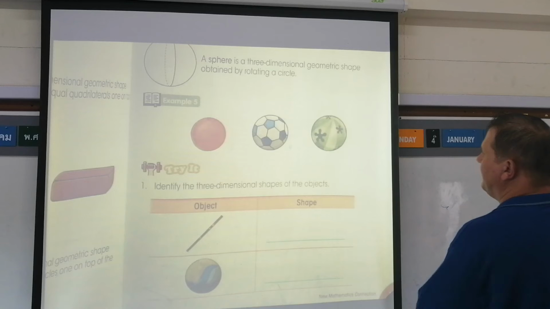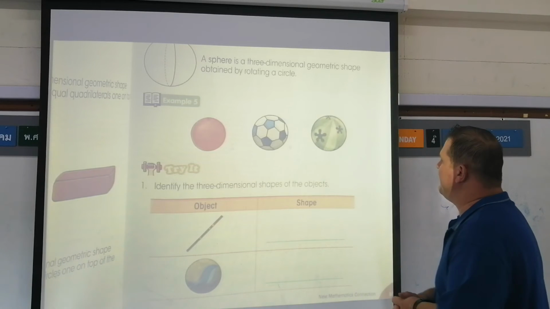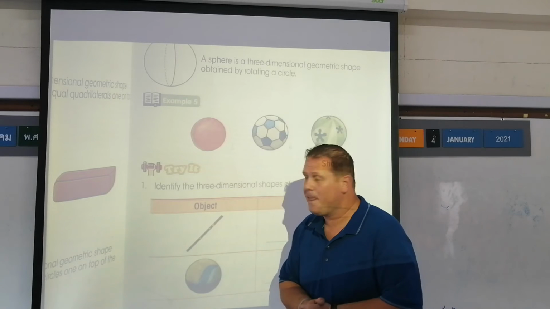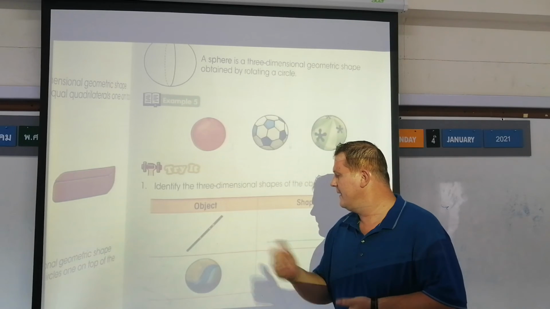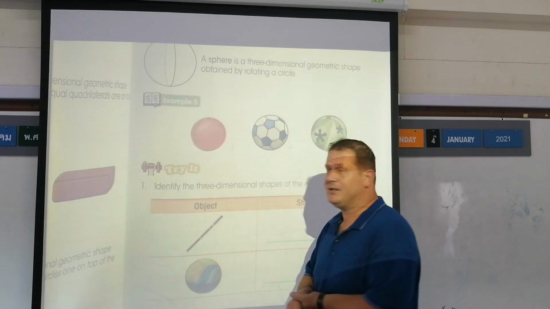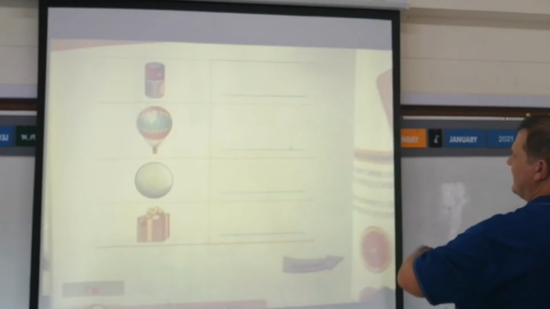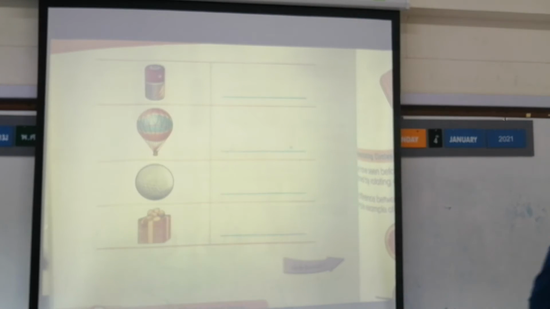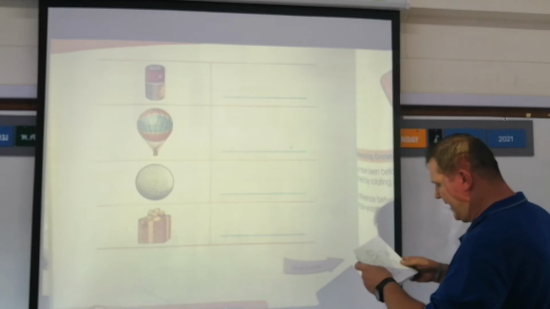Alright, identify the three-dimensional shapes of the objects. Not going to do it right now with you. When we review the work, we're going to look at it, okay? Same with this, we will review it later. What else are we doing? Drawing shape, okay.